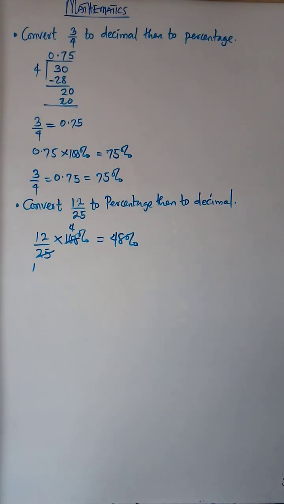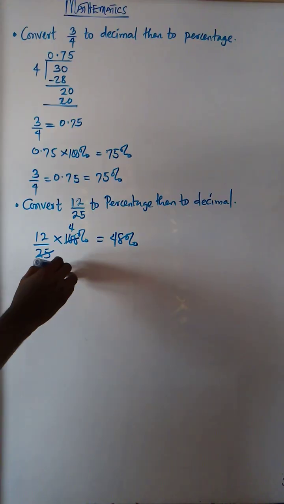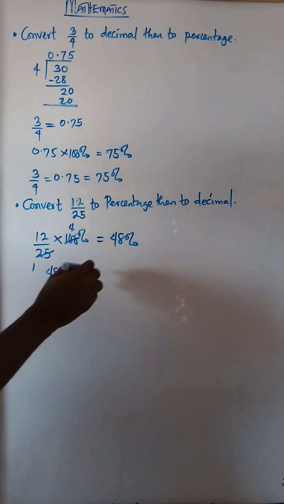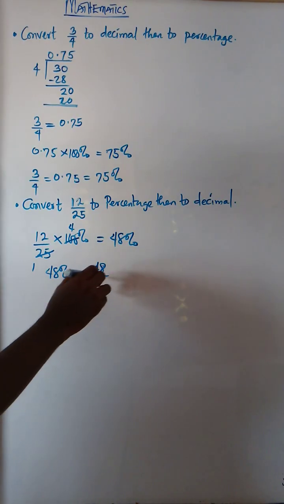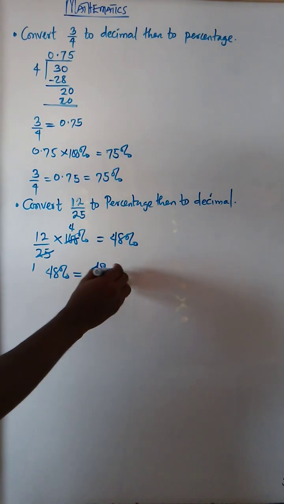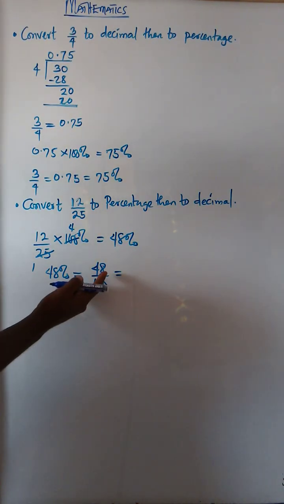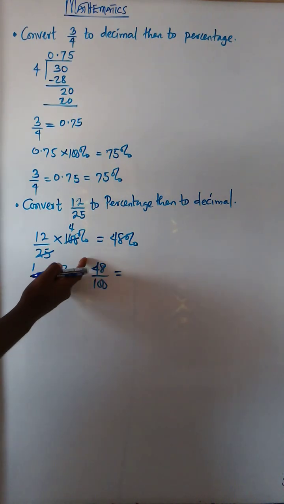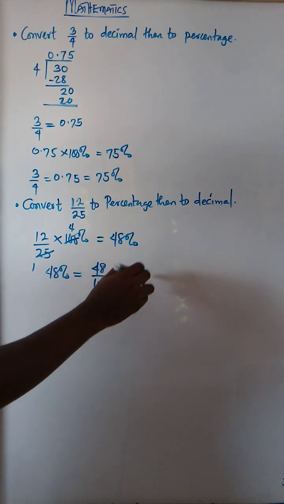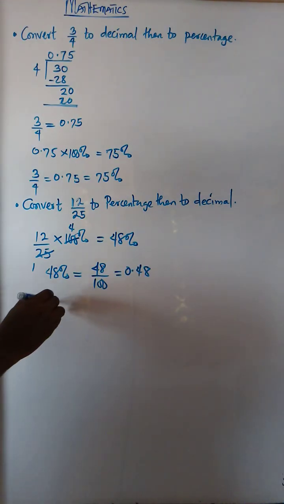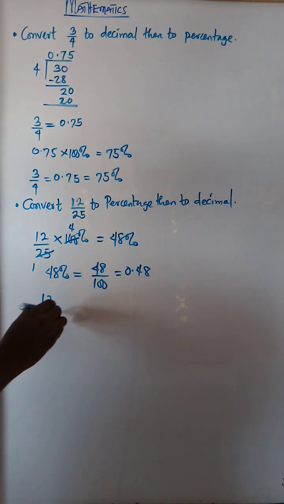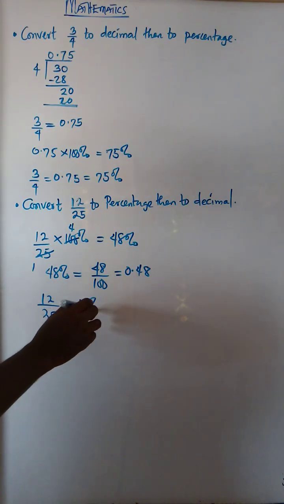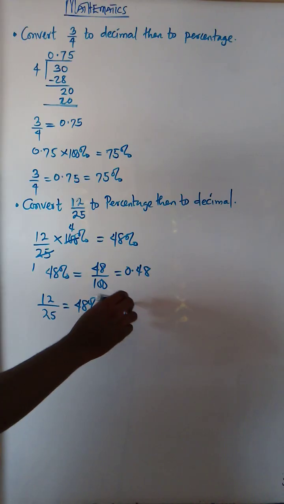Now let's convert 48% to decimal. That means out of 100, that's 48 out of 100. So what will be the answer? We are going to count backward twice. We have two zeros here, so we'll do 1, 2. That will be 0.48. So it implies that 12 over 25 in fraction is 48% in percentage, and it's 0.48 in decimal.